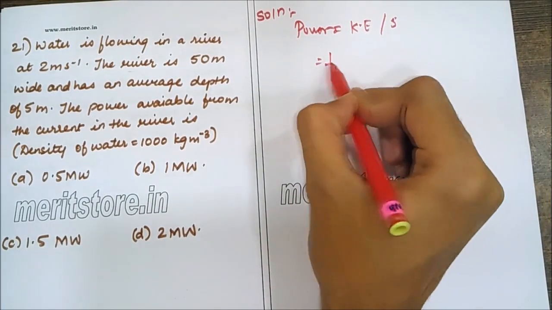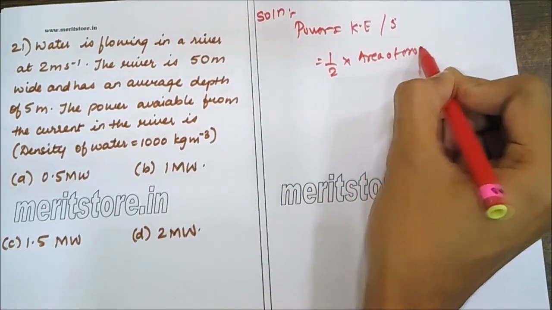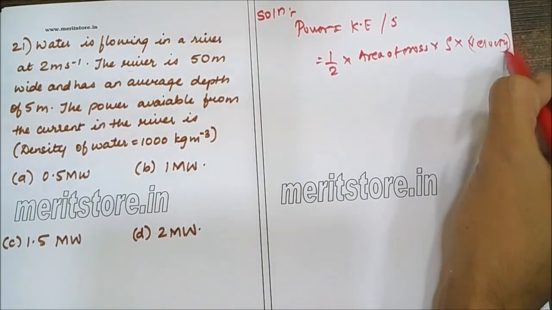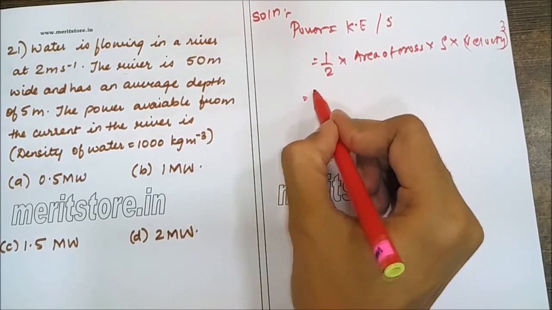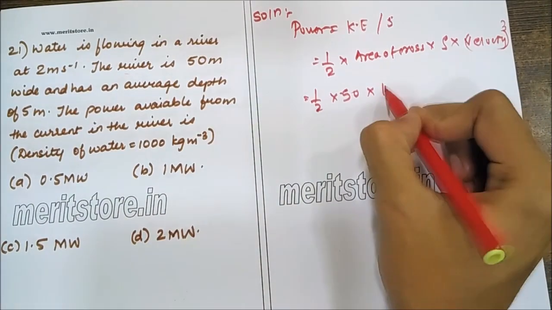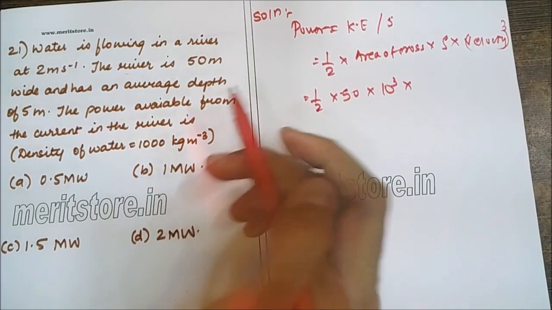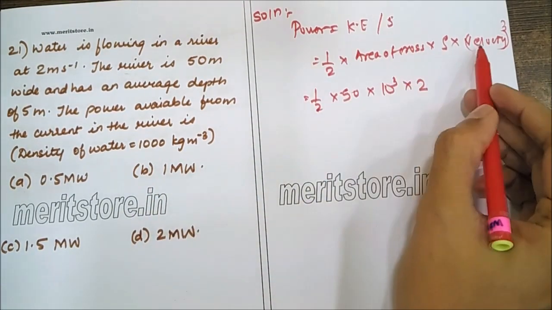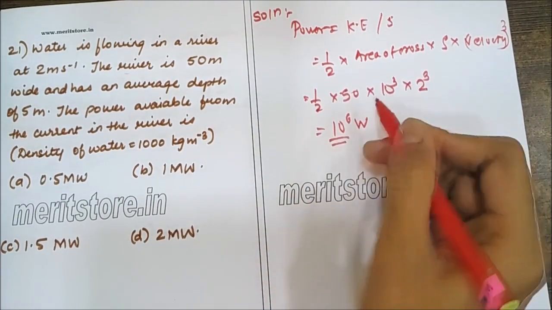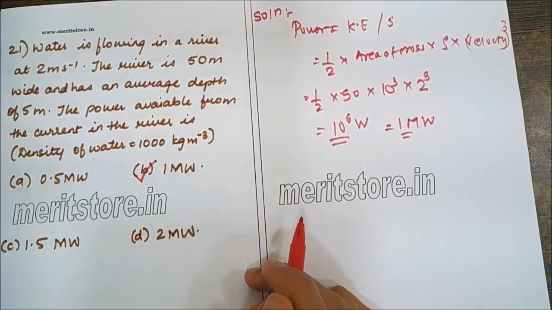So that will be half into mass, that is equal to area of cross section into density into the velocity cube. So that will be half into the area of cross section, 50 multiplied by the density, 10 to the power 3, into the velocity given here, 2 to the power 3. That gives you 10 raised to 6 watts, so that is 1 megawatt is the current. So B is the correct option.